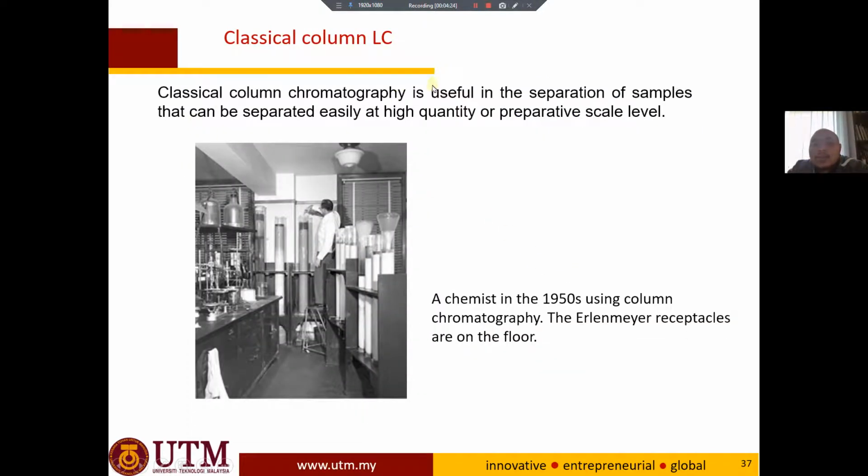Classical column chromatography is useful in the separation of samples that can be separated easily at high quantity or preparation scale level. Okay, if you look over here, you can see how big the column is, how big and how long.